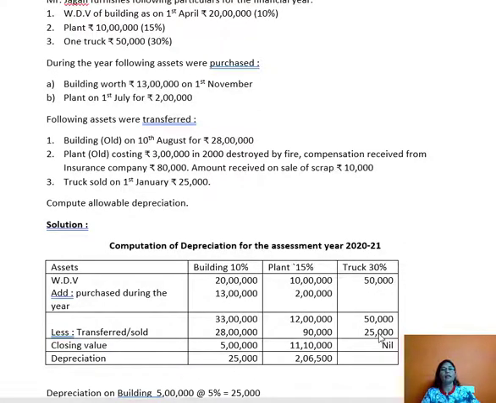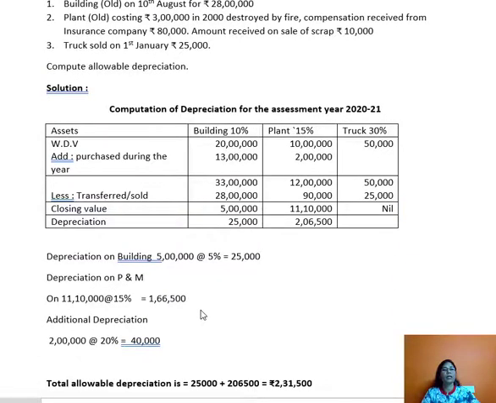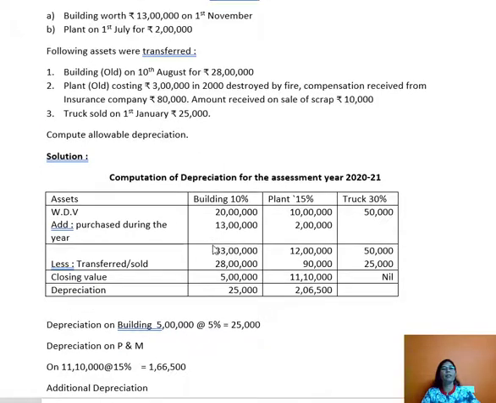And the truck is sold for 25,000. Therefore, as the truck is sold, the only truck which was there, it doesn't exist. So the block is vanished. Now let us charge the depreciation. So if you see here, depreciation on building, closing value is 5 lakh rupees. So on 5 lakh rupees, we are charging at 5%.